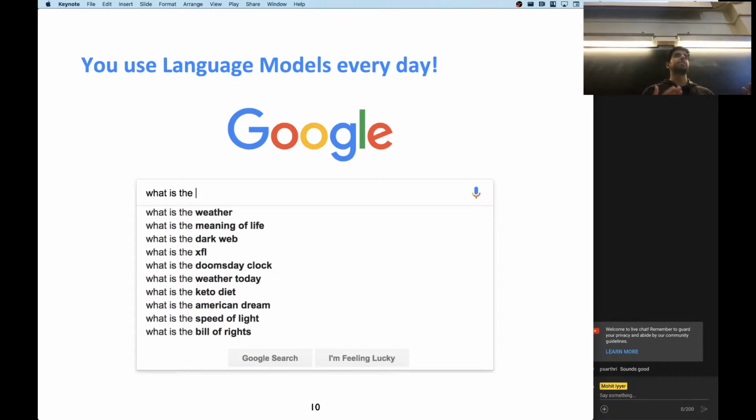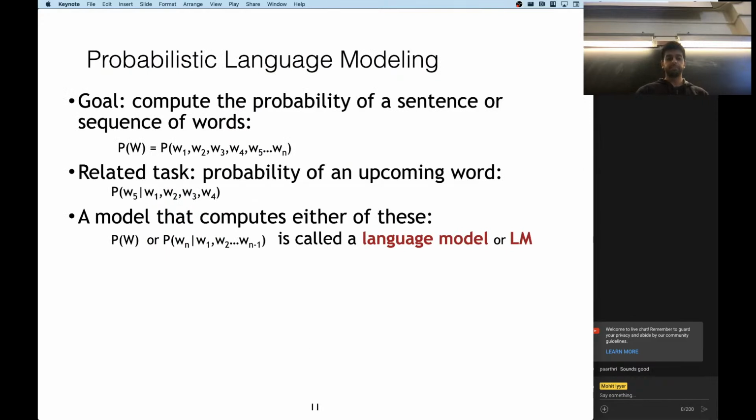And of course, this is also useful in the conditional form where you want to know the probability of the next word or the next couple words given some text that's already been provided. So like Google autocomplete, your email autocomplete, and so on. These are all just language models at the end of the day.